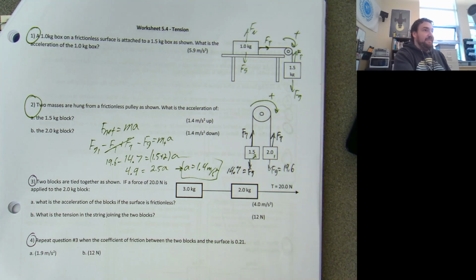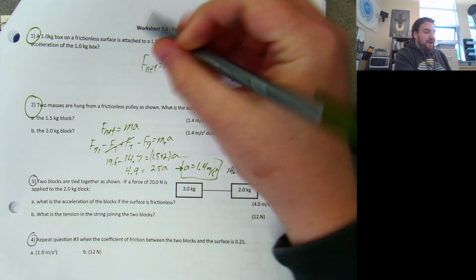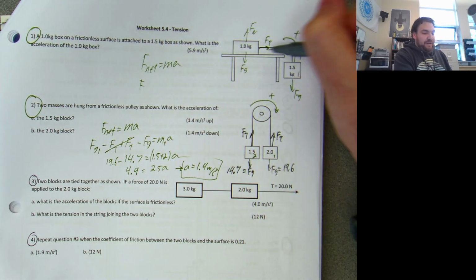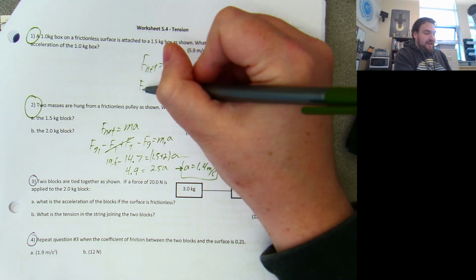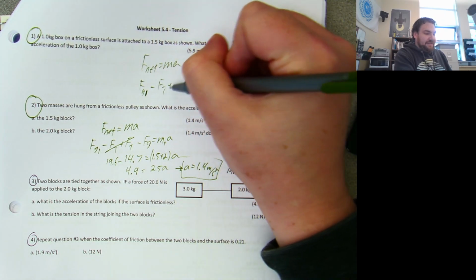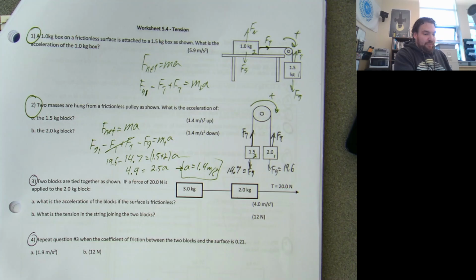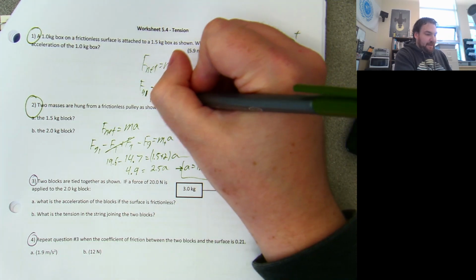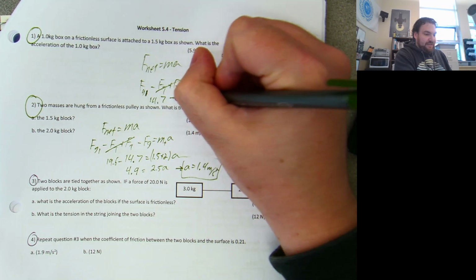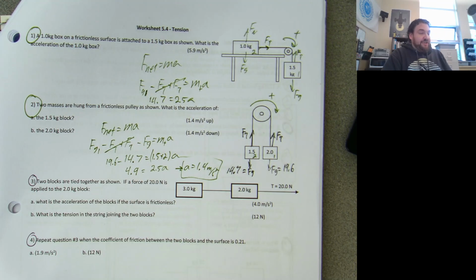You still want me to do it? F net equals ma. Start at the most positive end. I'll call this block 1 and this block 2. So it's going to be Fg1 minus Ft plus Ft equals m total a. So what is that? 1.5 times 9.8, we already did that, 14.7. Those will cancel. Equals 2.5a. Solve for a and you're done.